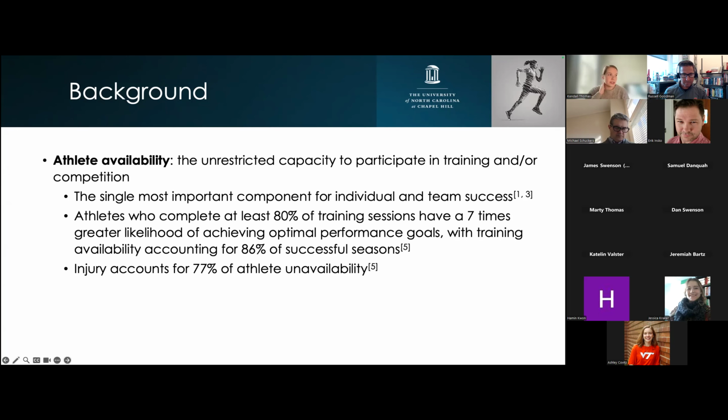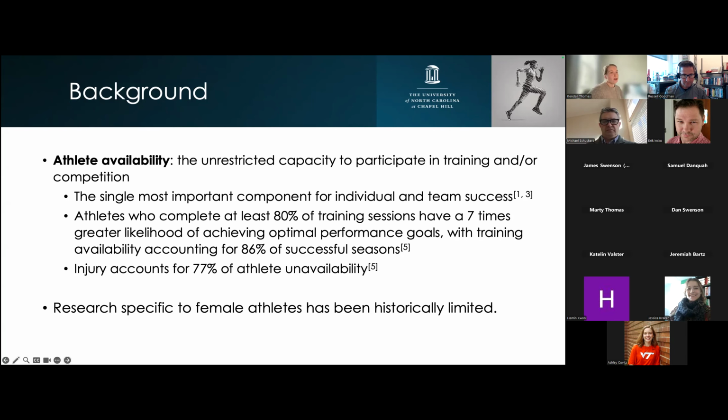And so we see that injury accounts for about 77% of athlete unavailability, with sickness and other things like that being the other percentage that's left. And so one of the gaps that I'm trying to fill is that all of this existing research is either male and female studies or specific to male athletes, and there are very few female specific studies. And so my work works to bridge that gap.